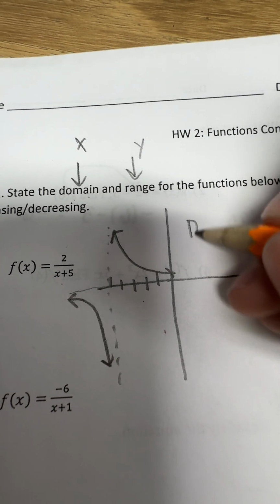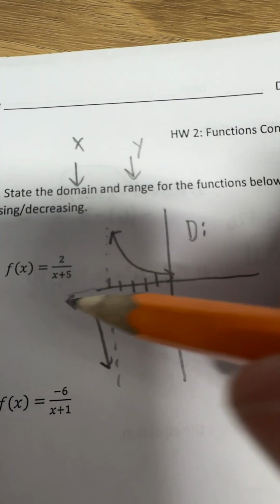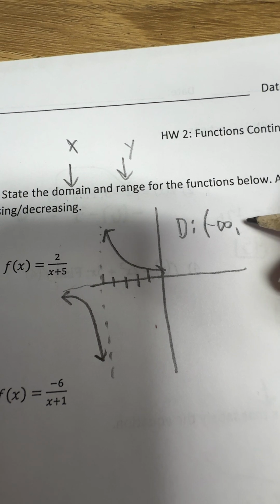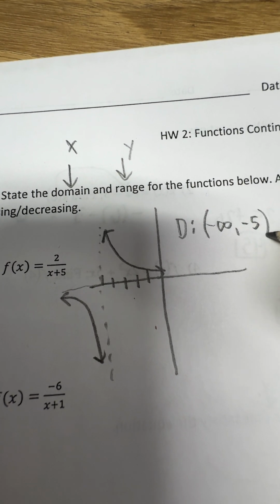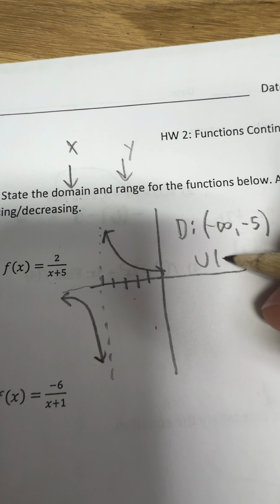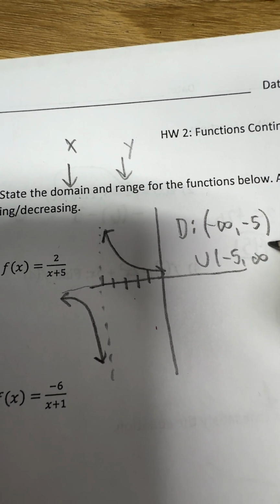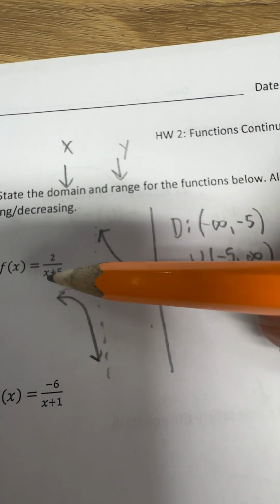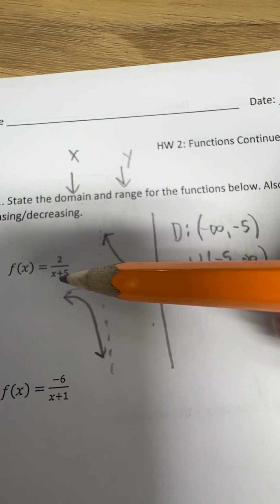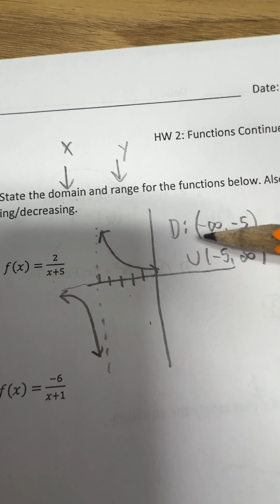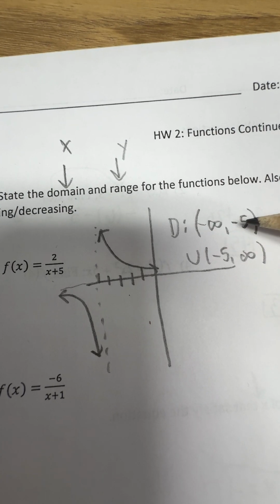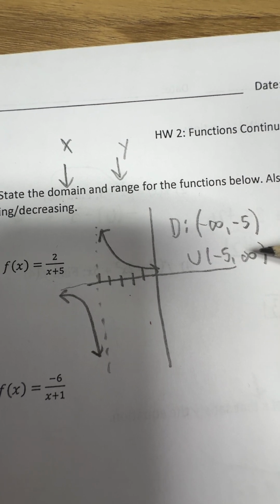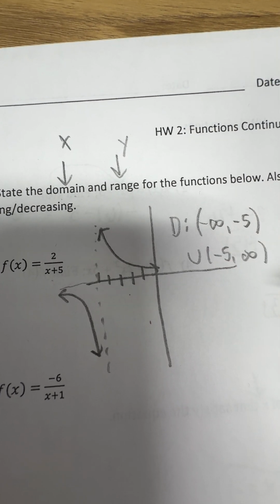So now for my domain, what are all my x values? Well, I can go from negative infinity, and I cannot have minus 5, so I'm going to put minus 5 there. Union minus 5 to infinity. So this is a fancy way of saying I can have every single number for x. I can plug every x value into that, except I cannot plug in a negative 5. So every number from negative infinity up to minus 5, but not including minus 5, and all the numbers from minus 5 to a billion, trillion, right, big number, but not minus 5.